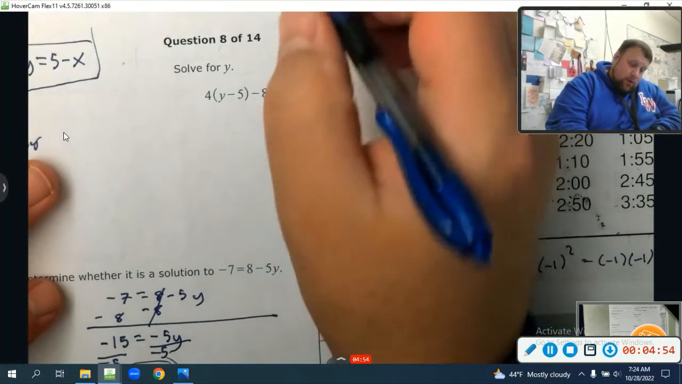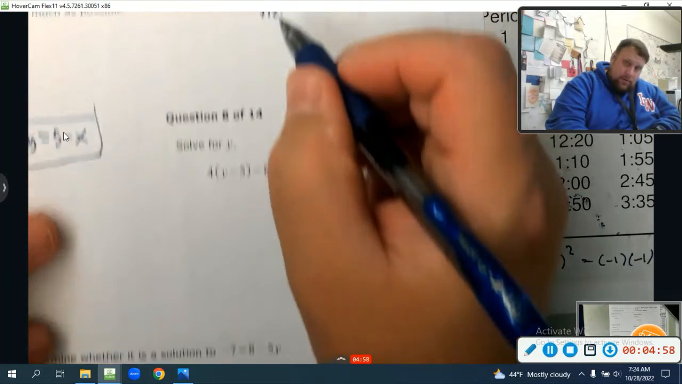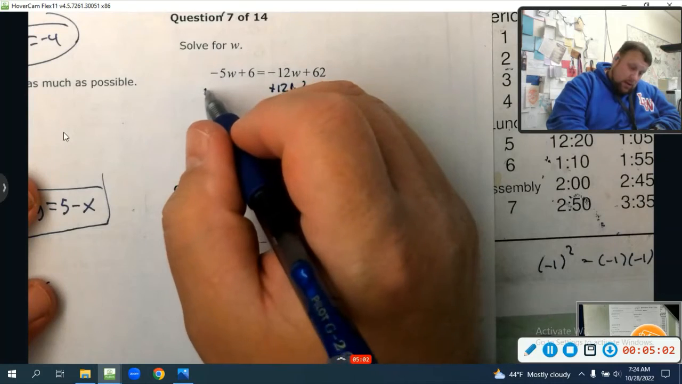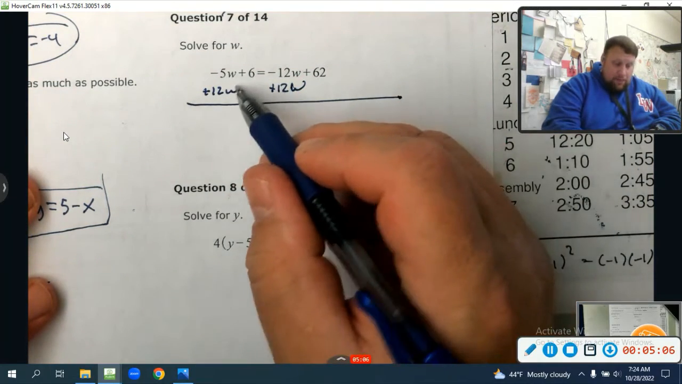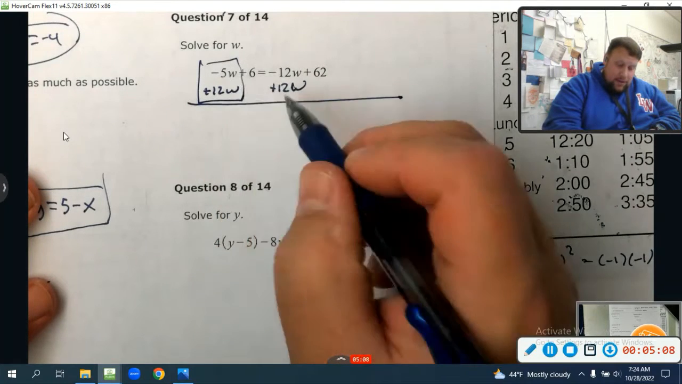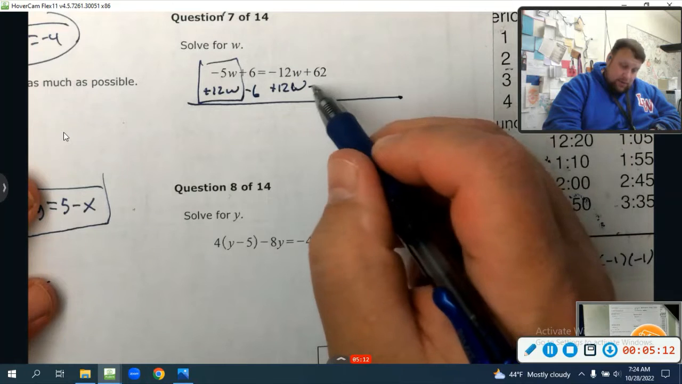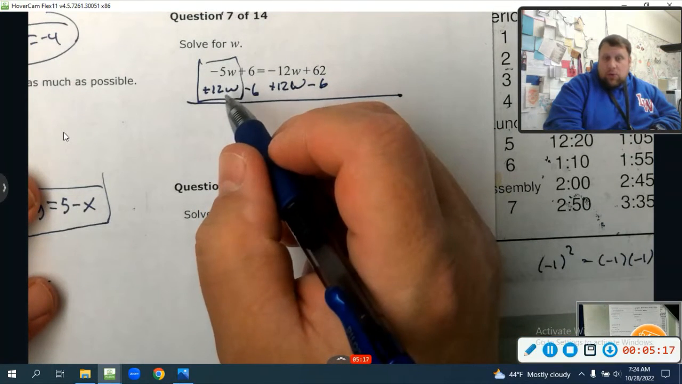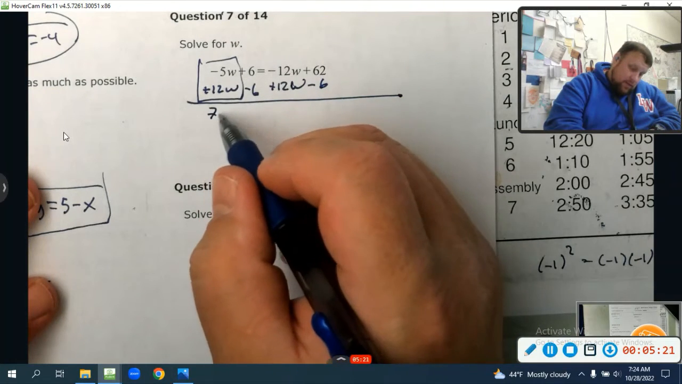Let's keep rolling. I choose the left side, so I'm going to go plus 12w, plus 12w. And if I'm moving the w's over here, guys, then I have to move this negative 6, this positive 6. So I'm going to subtract 6 from both sides at the same time. Negative 5 plus 12w is the same as 12w minus 5w. Okay, 12 minus 5 is 7, so I'm going to have positive 7w.